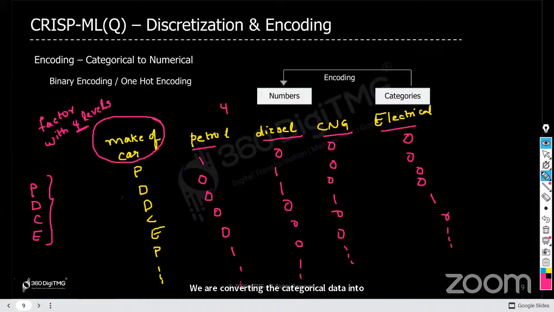In one hot encoding, you have to remember, if a column is having limited values, that column or feature is called a factor. And whatever values are present inside the factor are called levels. Here in this example, make of car is a column or a feature which is having limited values, so this is called a factor, and this is a factor with 4 levels. This is how we will do one hot encoding. Now let's see what other encoding techniques are present.